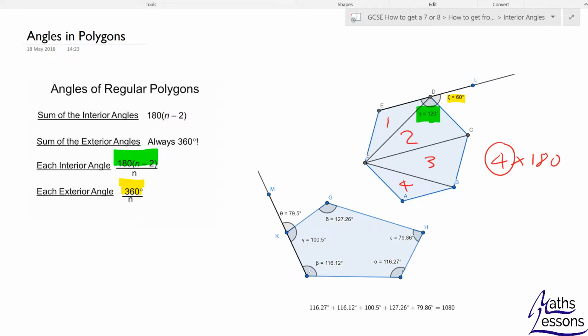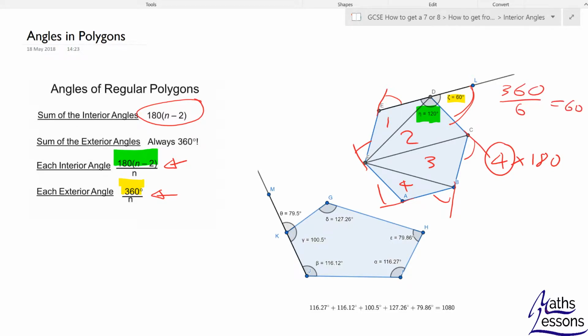The sum of the exterior angles is always 360. Here's the exterior angle; that one's going to be 60. If you think about rotating around the shape and turning through all these angles, you always get back to your starting position, which is effectively one turn, and that's why they always add up to 360. Each interior angle is 180 times (n minus 2) divided by n. Each exterior angle is equal to 360 over n. In this case, 360 over 6 gives us our 60.